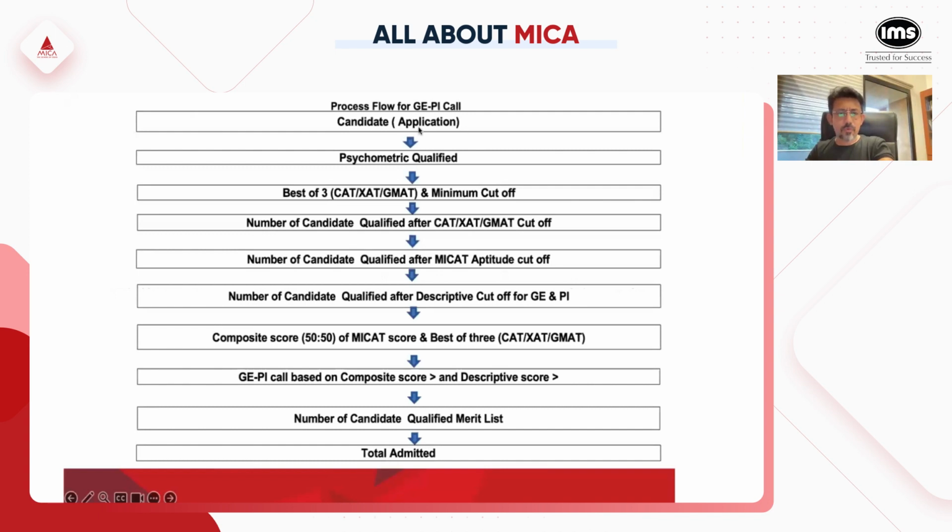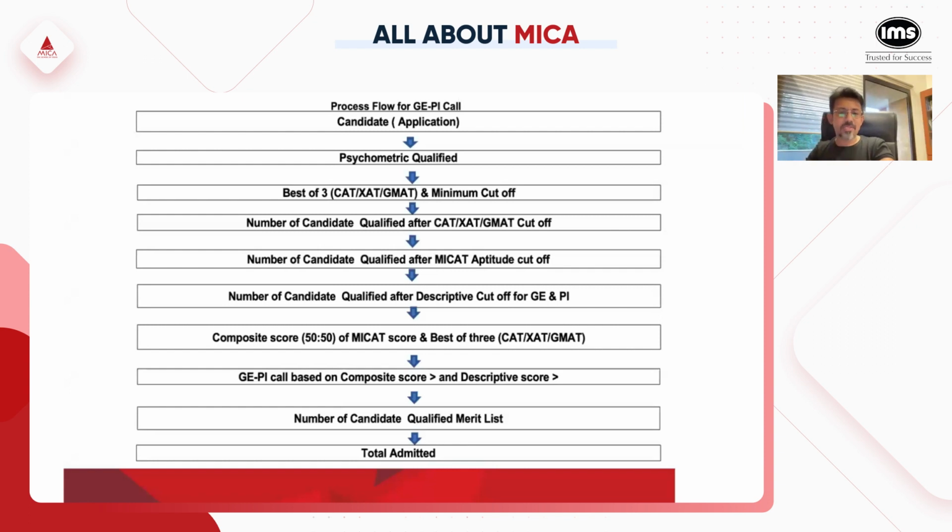So that's the flow. A candidate applies. One needs to get through the psychometric. The psychometric is essentially a qualifier. You either make it or you don't. If you don't make it, you're dropped off the merit list.